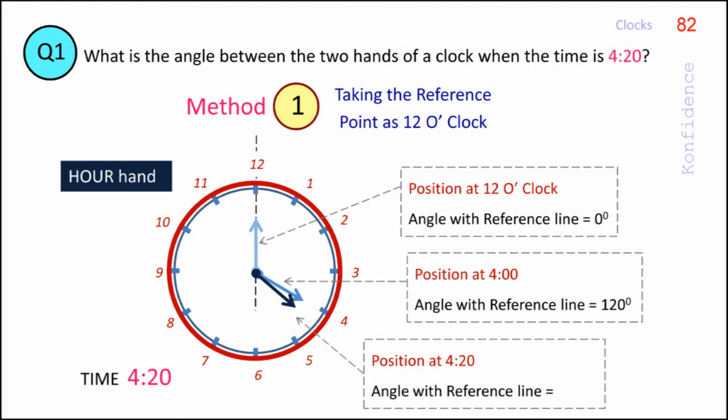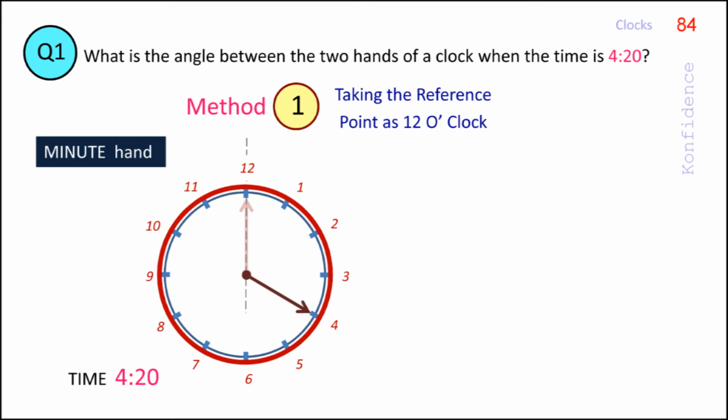Note that the hour hand does not move in spurts. It moves continuously. It moves every minute. What is its speed? Its speed is 0.5 degrees in a minute. So, in 20 minutes, it will move 20 into 0.5, that is equal to 10 degrees. So, totally in 4 hours and 20 minutes, the hour hand will move 120 degrees plus 10 degrees, that is equal to 130 degrees. Let us focus our attention on the minute hand now.